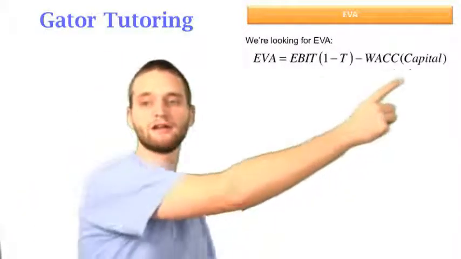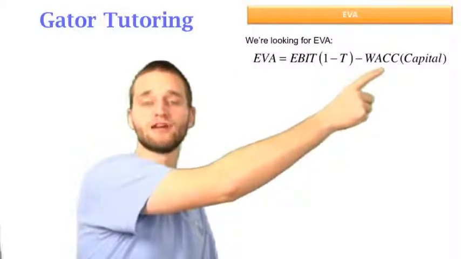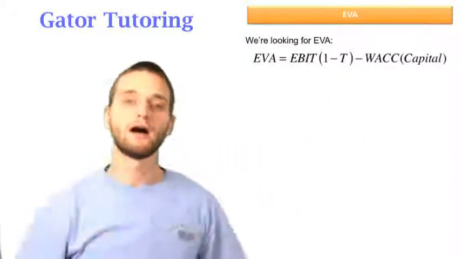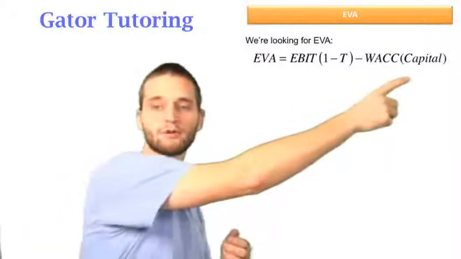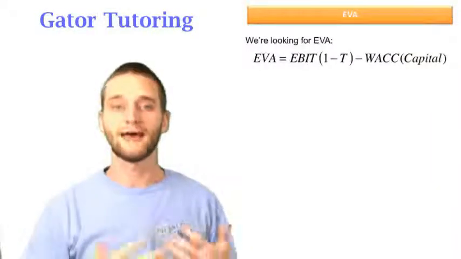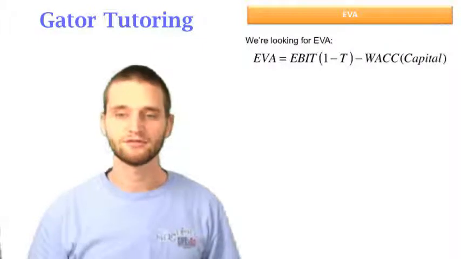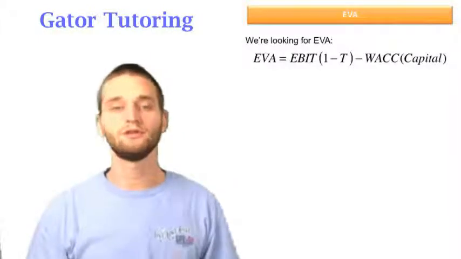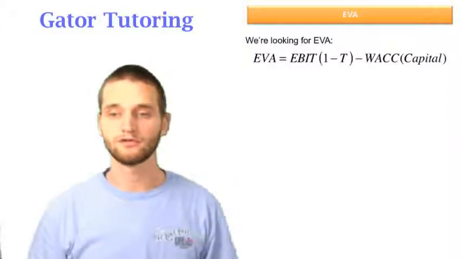And this whole value right here, the average rate of interest that we owe on our capital times our total capital budget, that's just the total amount of money that we owe our capital suppliers for the money that they've given us. And so the difference between those two is our economic value added. That's what we're looking for.